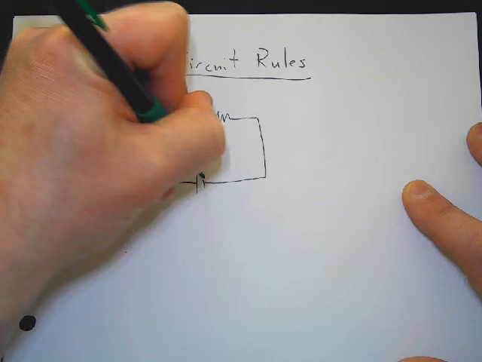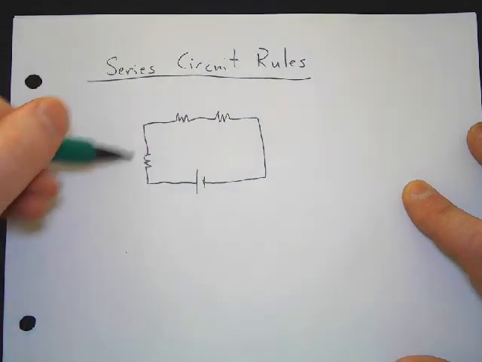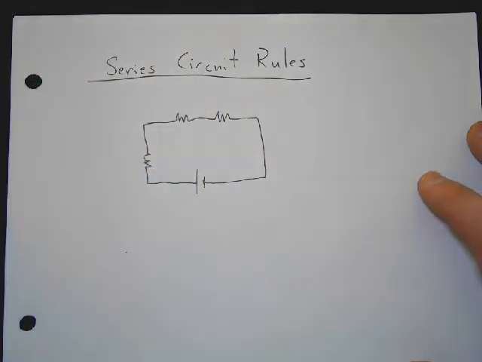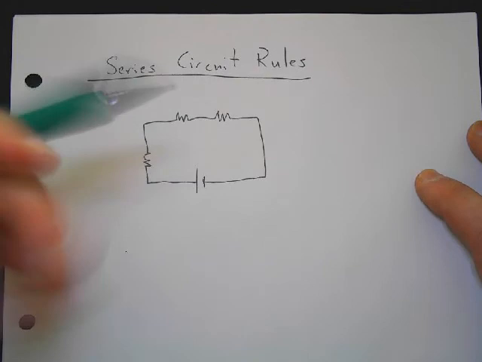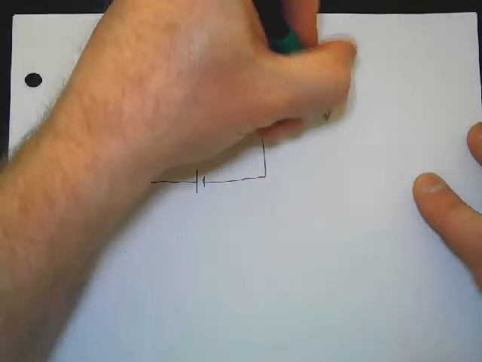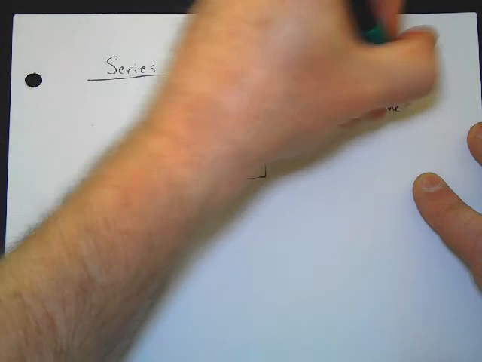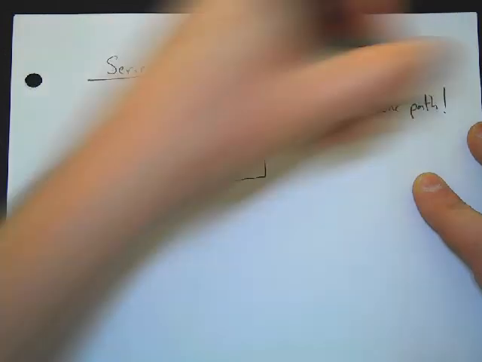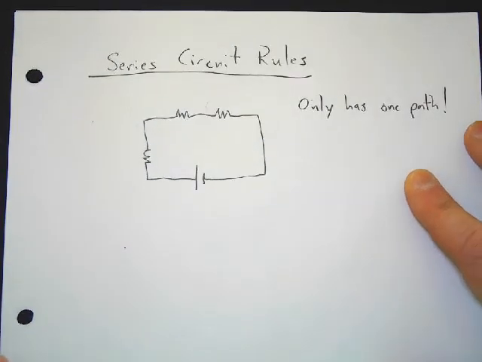You will notice those resistors are in series, one after another, which tells you one of the main rules of a series circuit. A series circuit only has one path. Super important.